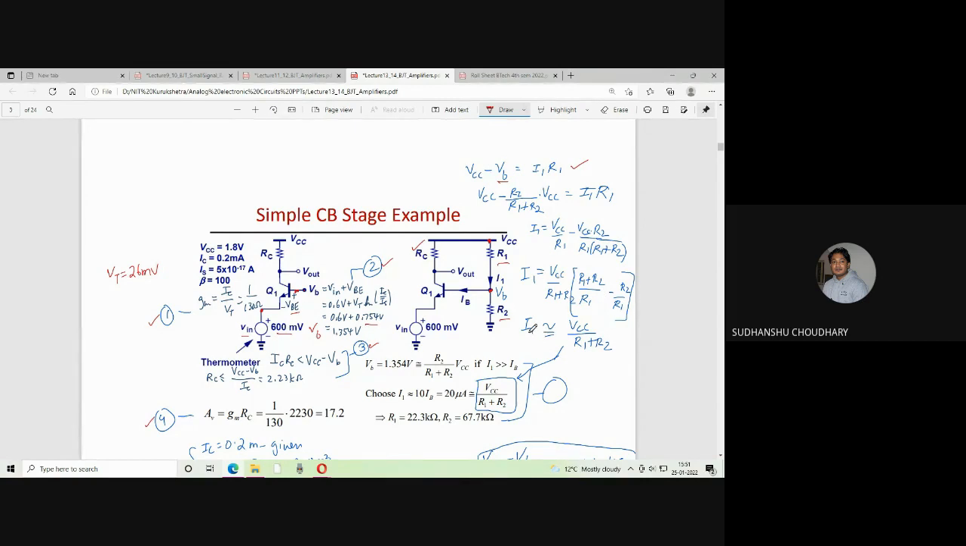So one can write I1 is almost equal to VCC by R1 plus R2, which is mentioned over here also in this equation. Not here. Here I1 is VCC by R1 plus R2.